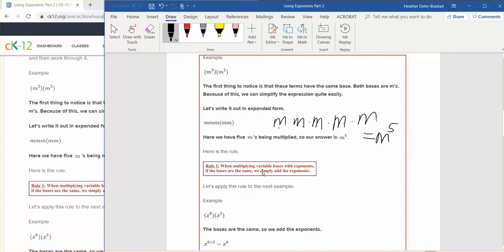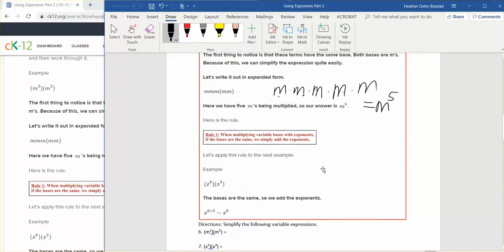If you have the same variable bases, if the bases are the same, you really just have to add the exponents. Let's do that with this example here. We have x to the 6th times x to the 3rd.